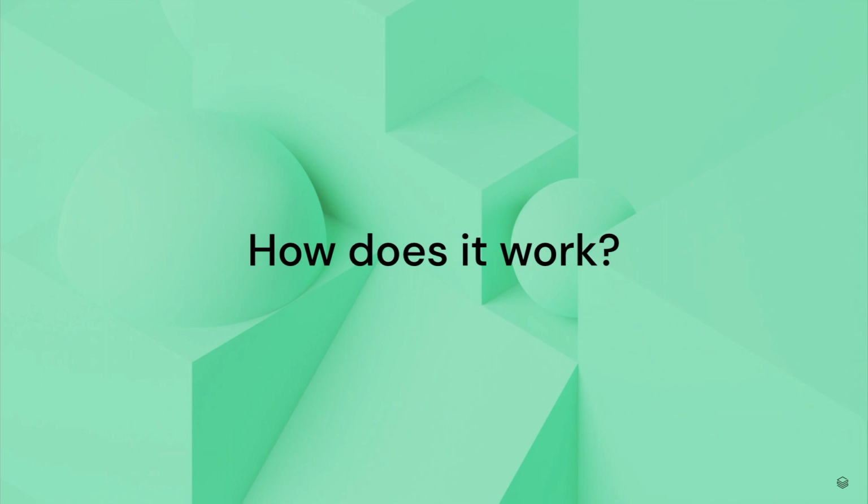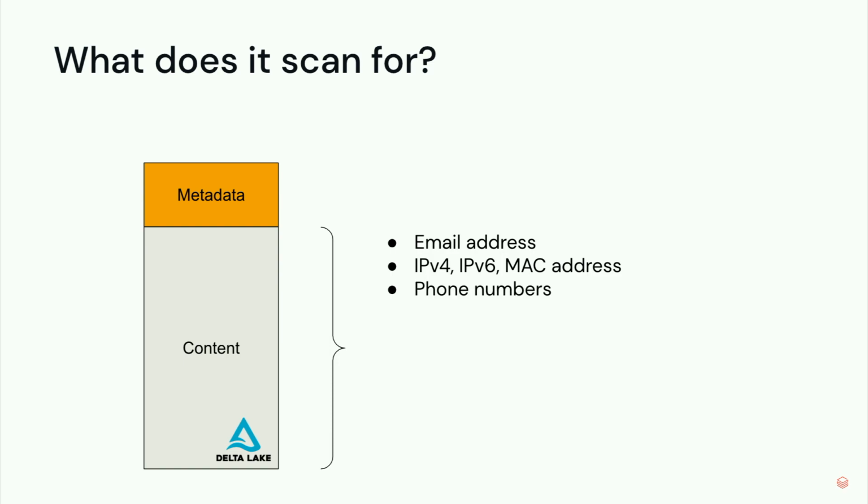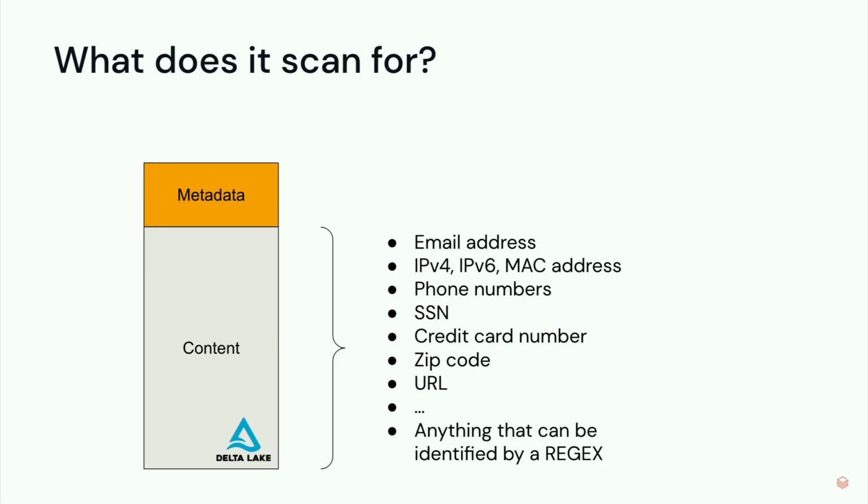So how does DiscoverX work? Let's take a look. First of all, it scans the data. What is it looking for? Given the content, we search for email addresses, IPv4 and v6, MAC addresses, so cybersecurity data types, phone numbers, social security numbers, credit card numbers, zip codes, you name it. There are 16 different data types, but it will expand soon.